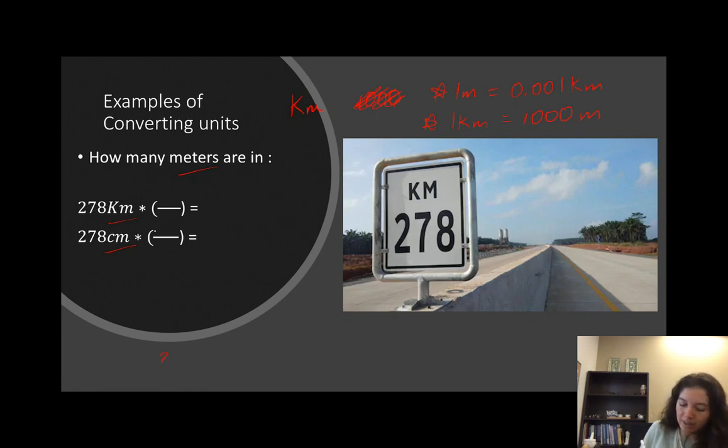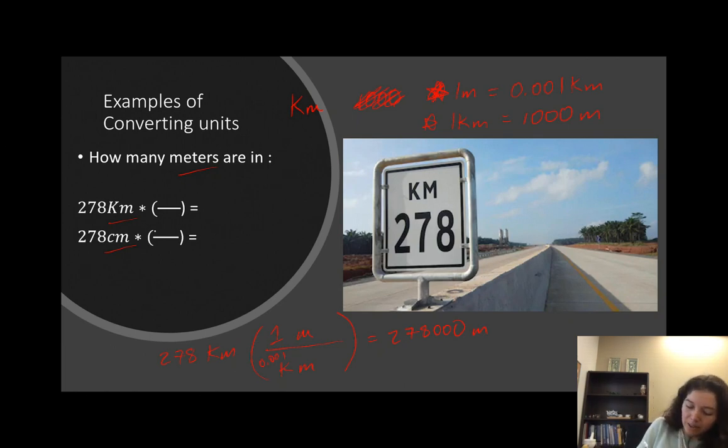So if we start here with 278 kilometers, we want to find meters. That's what we're solving for. We need to make sure kilometers goes on the bottom. Meters goes on the top. I always like to write my units out first before putting numbers in. Now let's take a look at what goes where. If we use this first one here, we're going to have 1 meter for every 0.001 kilometers. And if you divide by that number, you're going to end up with 278,000 meters. It's kind of like multiplying by 1,000, right? If you divide by 0.001, it's the same as multiplying by 1,000.